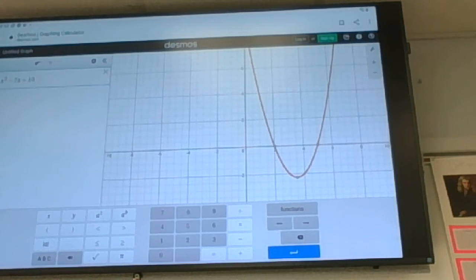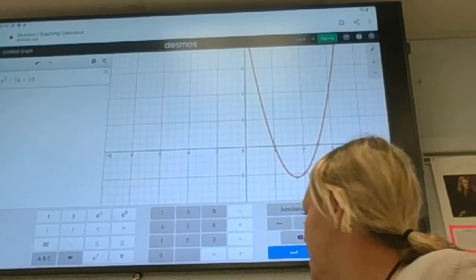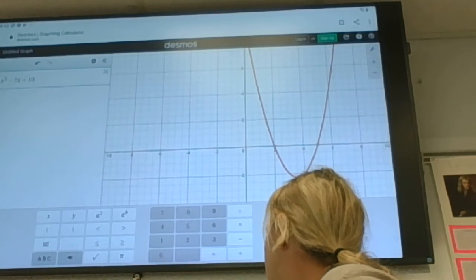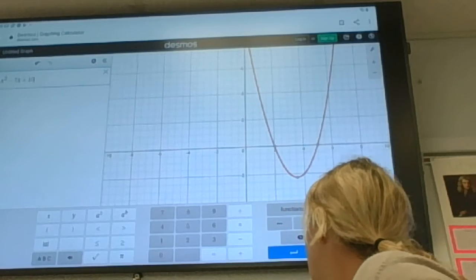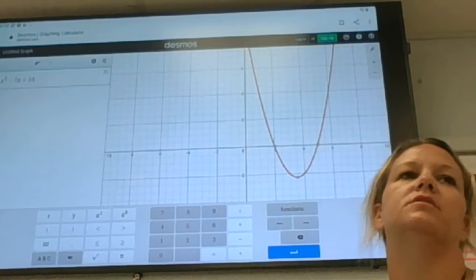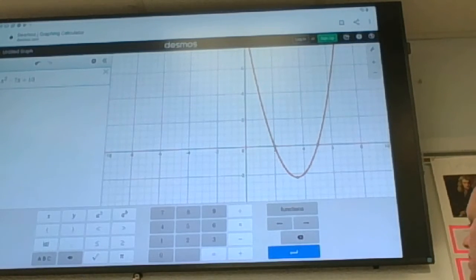Alright, so the y-intercept is 10. Number 3, what are the x-intercepts? Our x-intercepts are at 2, 0 and 5, 0.